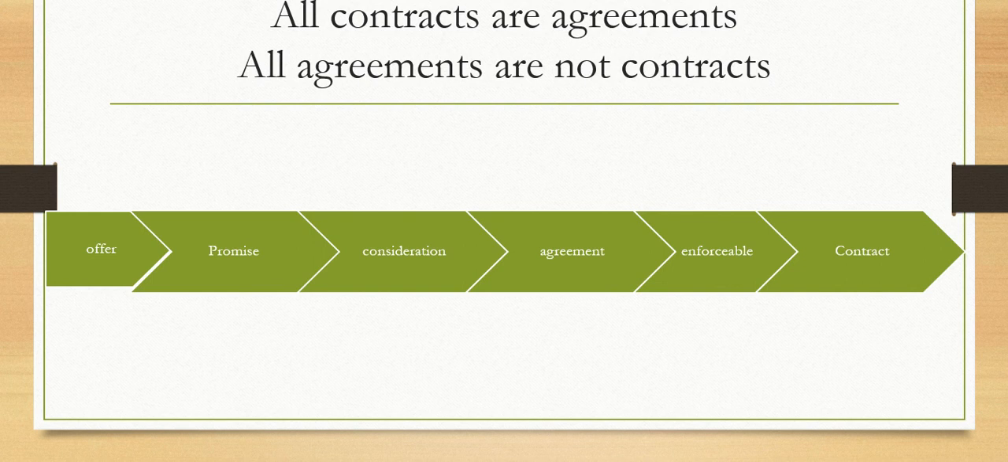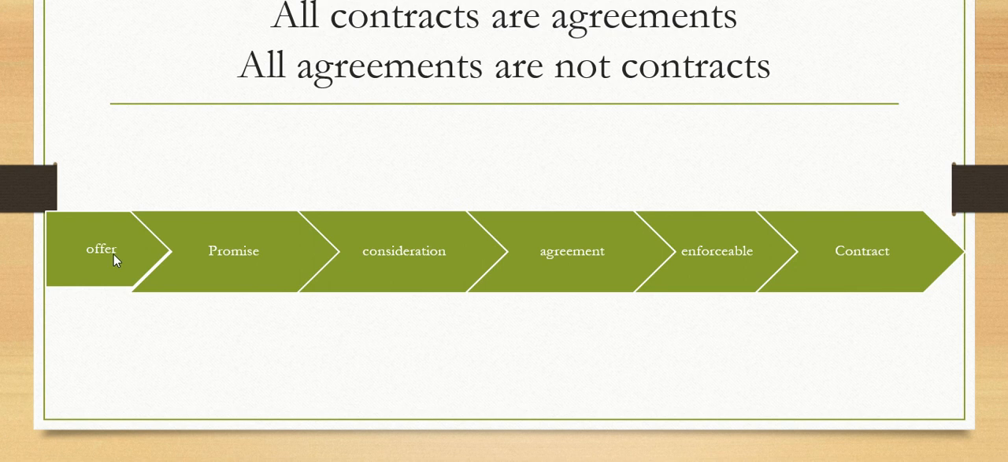Why is it not a contract? Because it is not enforceable by law. Only when it is enforceable by law does it become a contract. But for every contract, there is an agreement between the parties. So every agreement cannot be a contract, but all contracts are agreements.